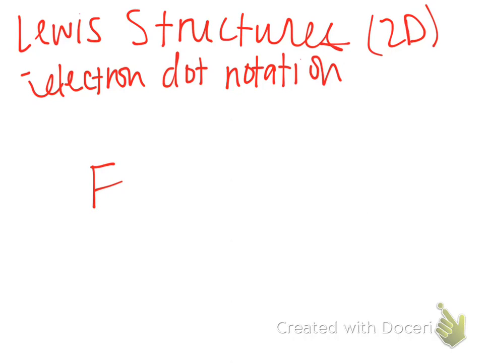7, because it's in group 17. We need to remember our valence electron rules: 1, 2, skip the transition metals, 3, 4, 5, 6, 7, 8. So fluorine has 7 electrons. If I'm drawing the dot structure for fluorine, fluorine goes in the middle, and I draw 7 electrons: 1, 2, 3, 4, 5, 6, 7. We don't spread them out around like a circle. They need to be in pairs if at all possible.